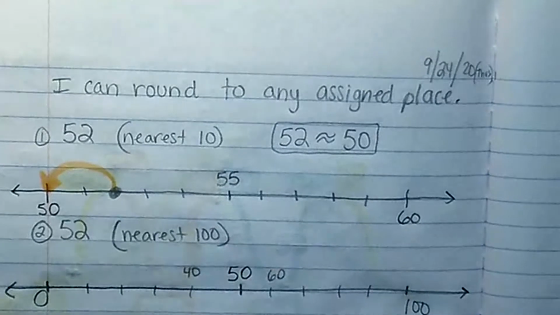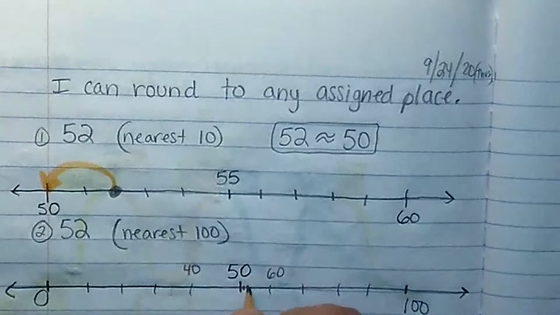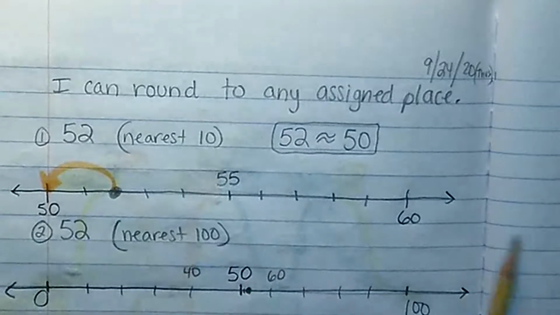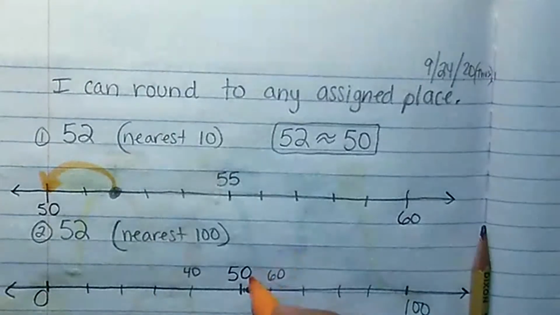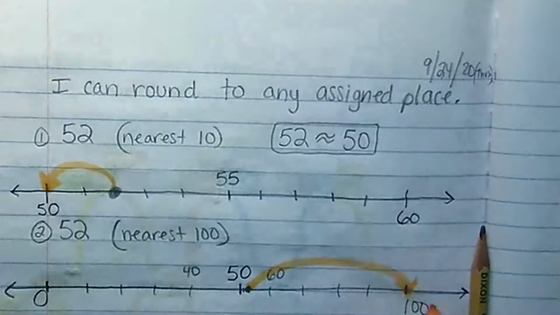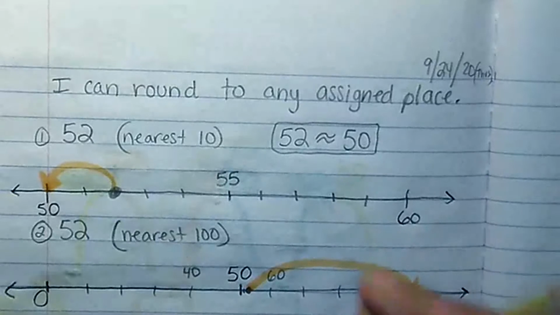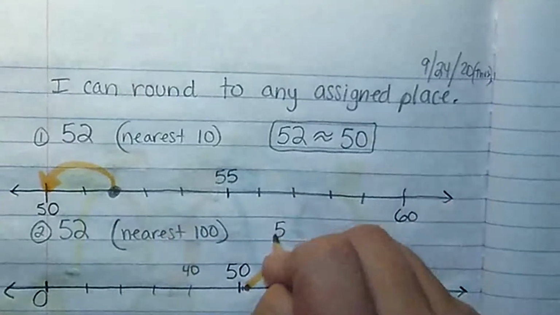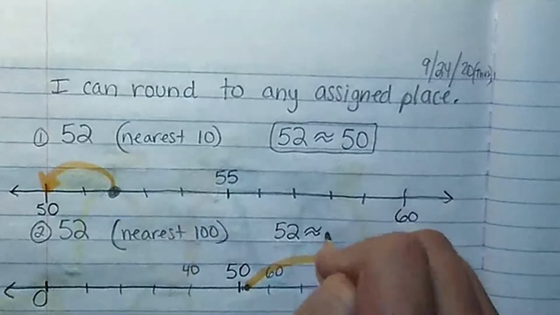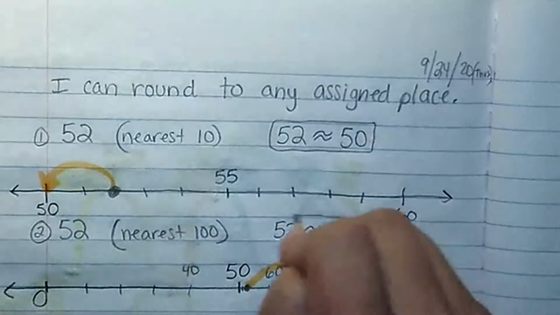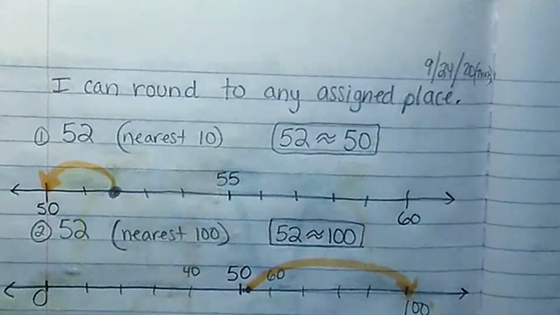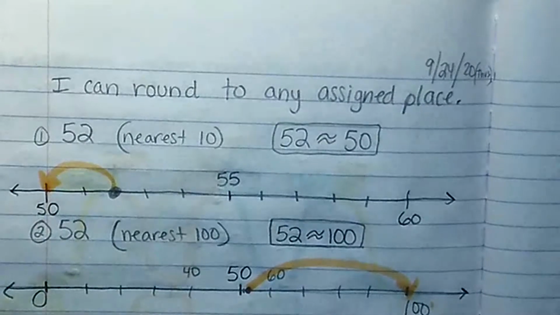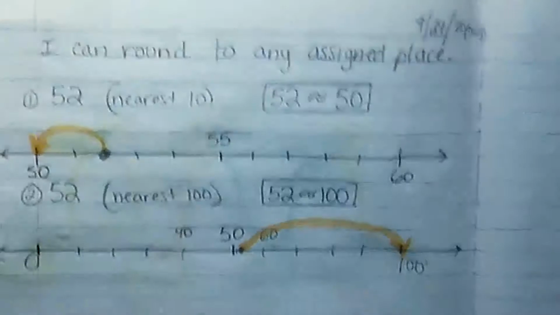So where would 52 be? 52 would be right there. Is 52 closer to 0 or closer to 100? If you said closer to 100, you're exactly right. So we would say that 52, when rounded to the nearest 100, rounds to 100. And that would be my answer. So look, we took the same number and rounded it to different places. Now there's a faster way to do this, and this is the way that we're going to practice today.